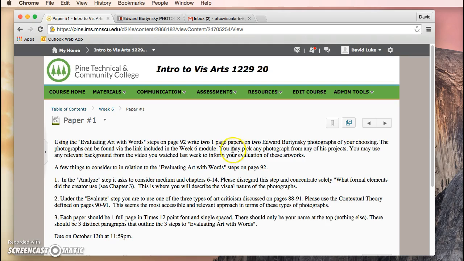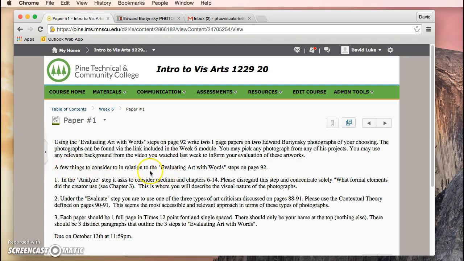I'll show you that in a second. You may pick any photograph from any of his projects. You may use any relevant background from the video you watched last week to inform your evaluation of these artworks, okay? So to review, 2 photographs, 2 full one-page papers, okay?